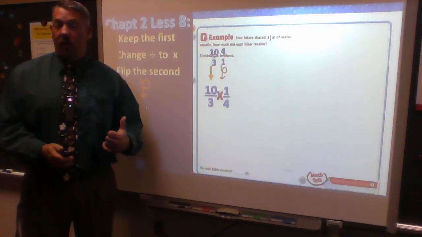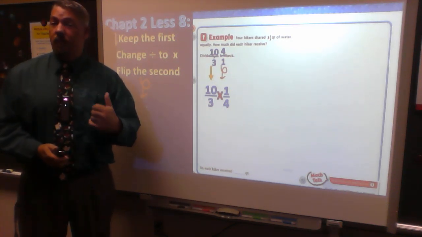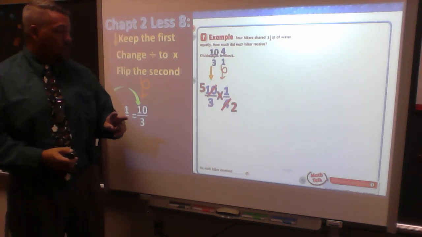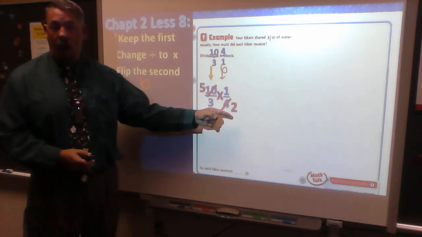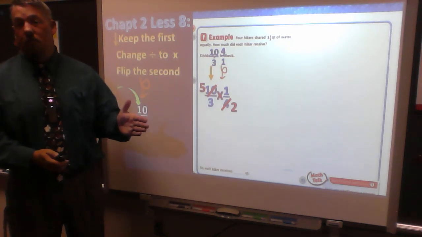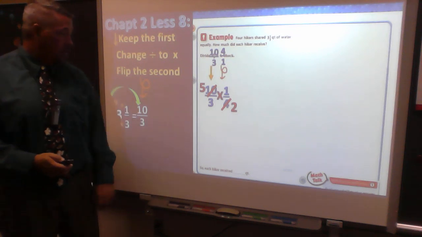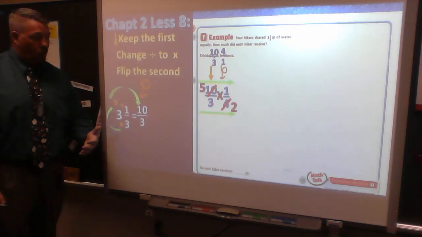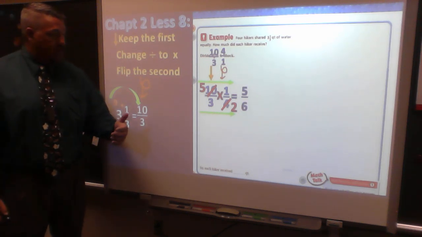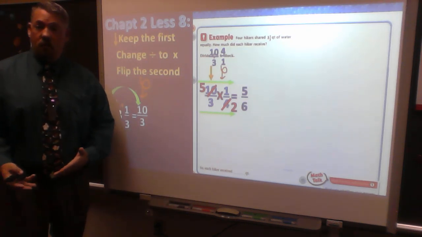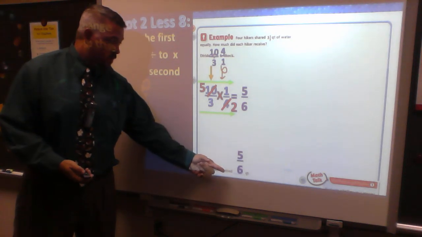I know 4 won't go into 10 evenly, that's true, but 2 is a factor of both 4 and 10. So I'm going to reduce by 2's, and 2 goes into 4 2 times, where 2 goes into 10 5 times. That's still going to give me smaller numbers, which makes my math easier. Now I multiply across, I end up with 5 times 1, which is 5, 3 times 2, which is 6, so I have 5/6. 5/6 what? 5/6 quarts.